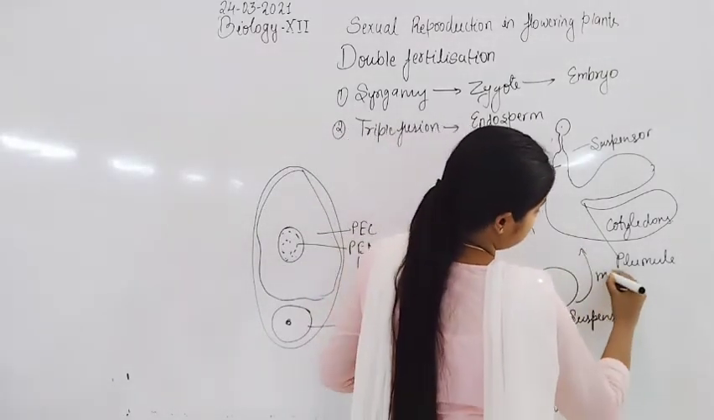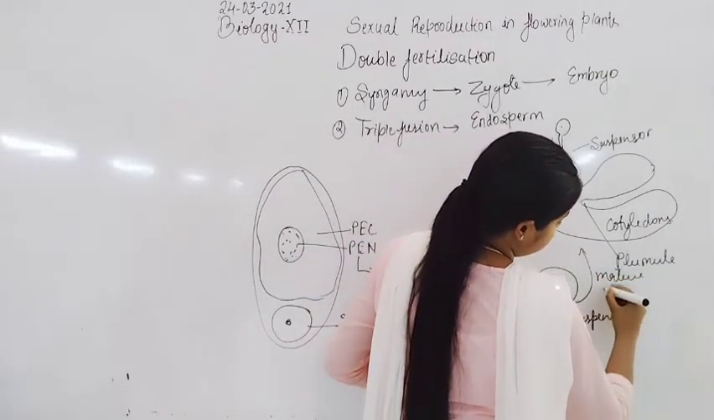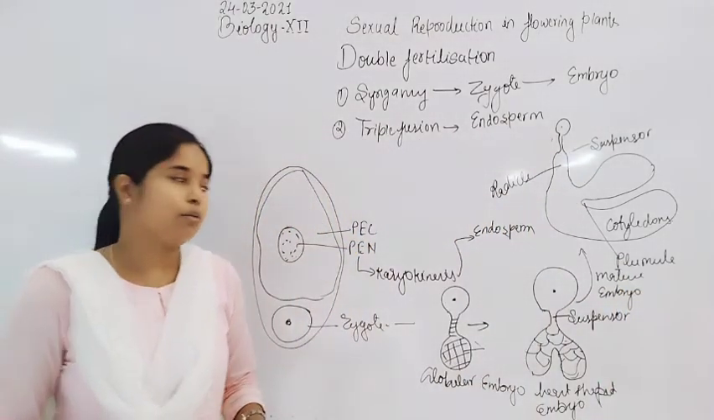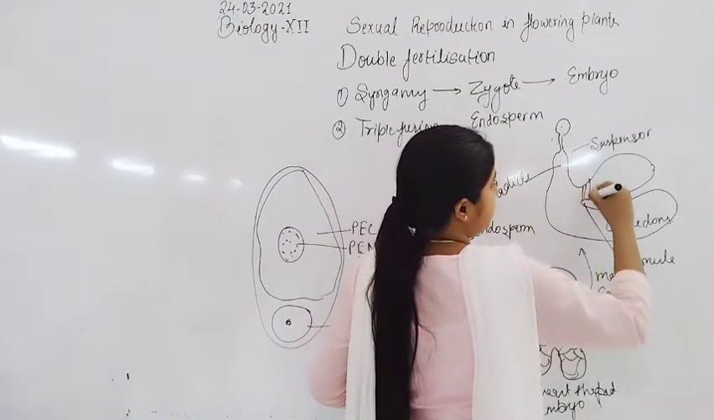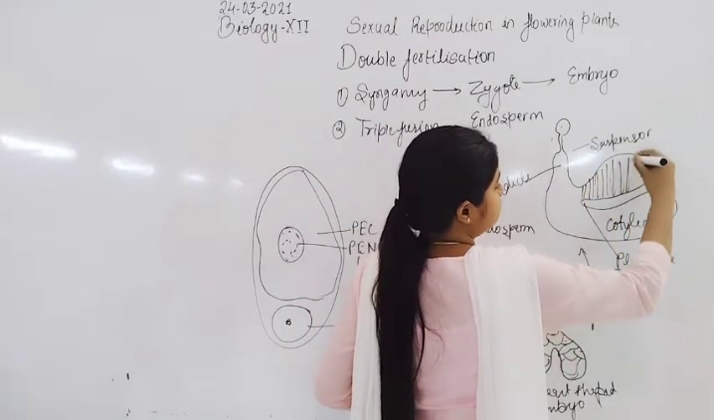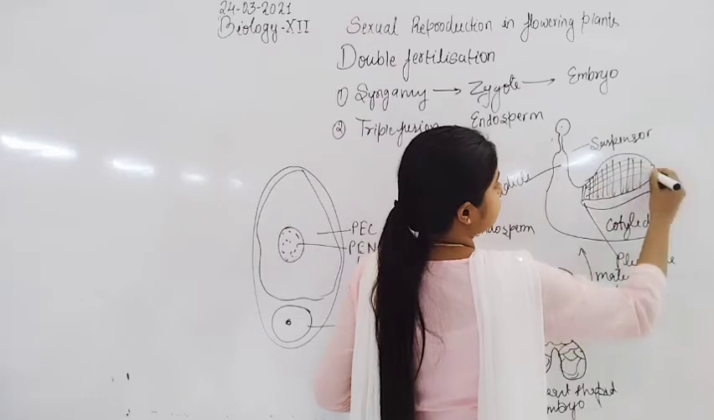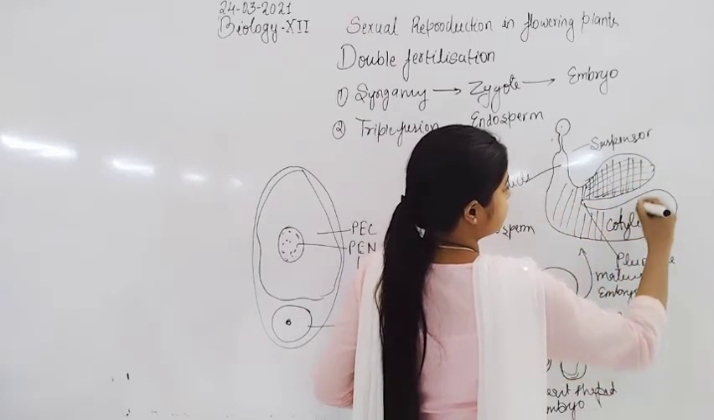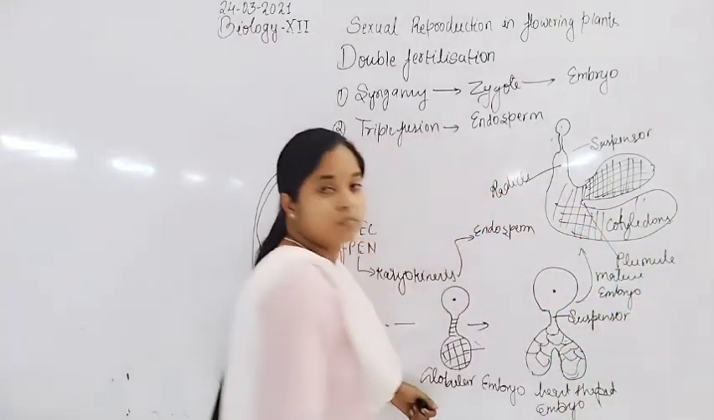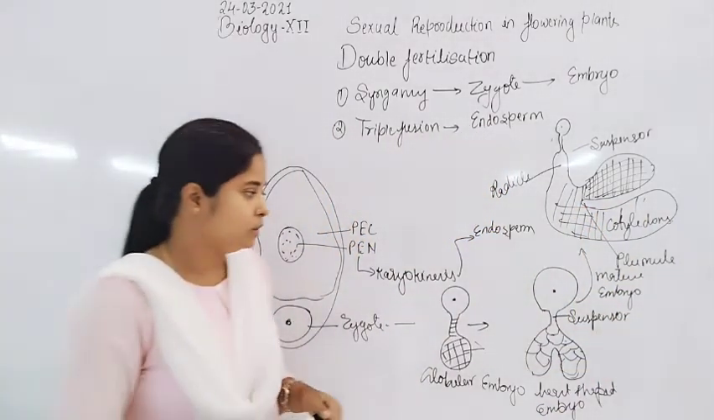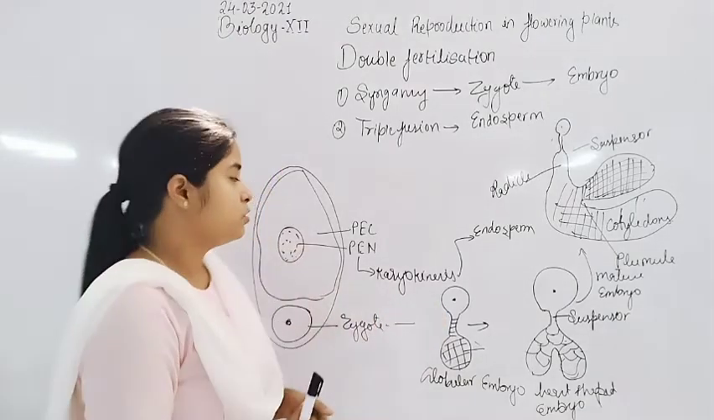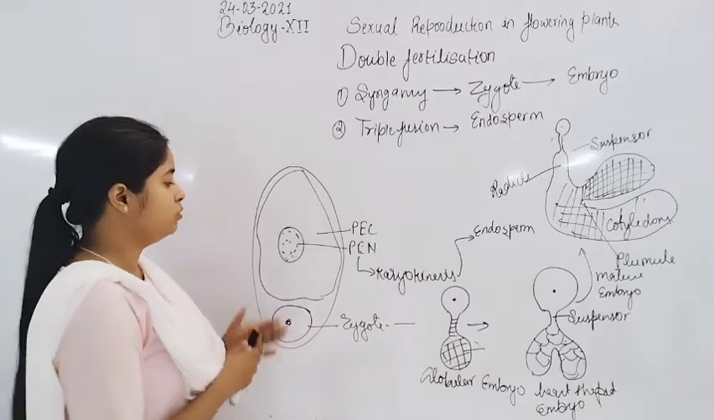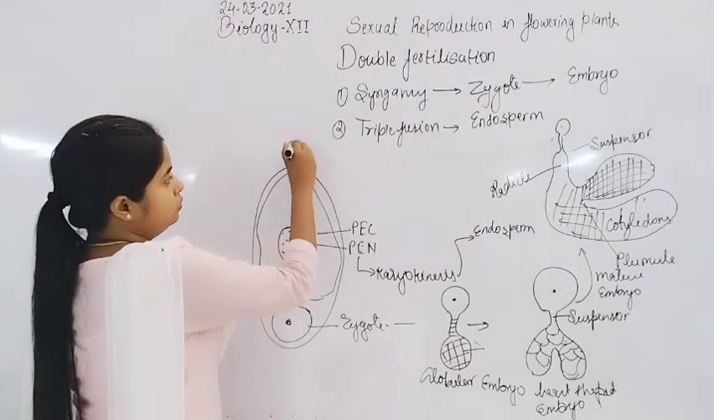So here is the mature embryo. The formation of the embryo will happen here. The mature embryo is formed by several mitosis divisions. So this is the structure of the development of the embryo. Here is the development of the embryo.